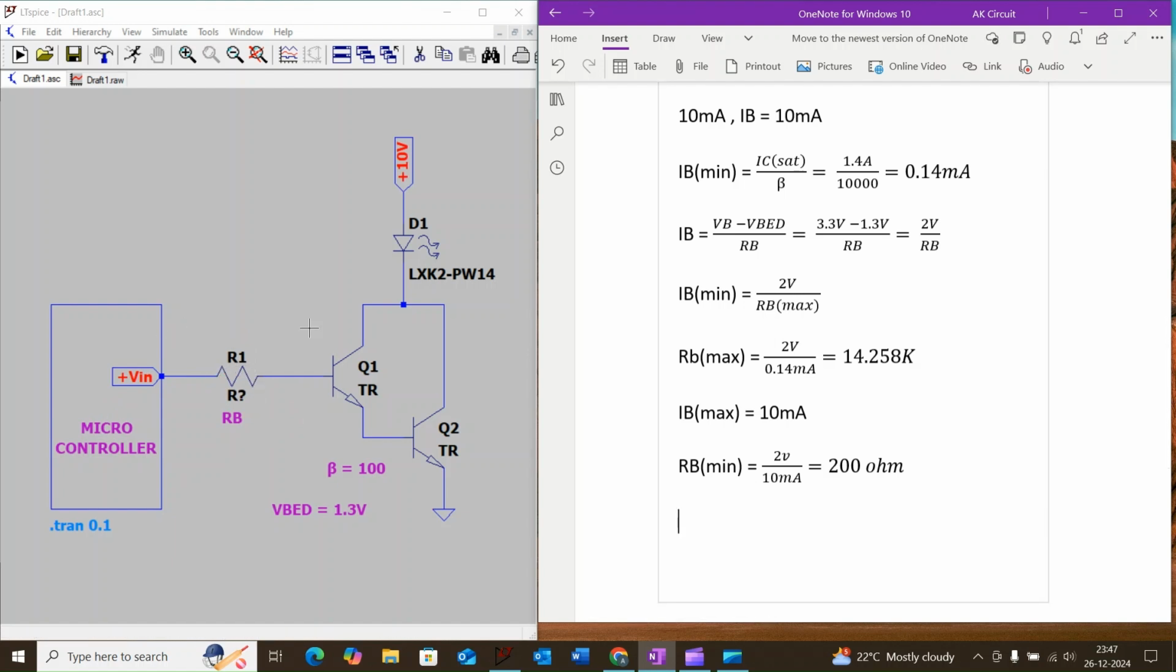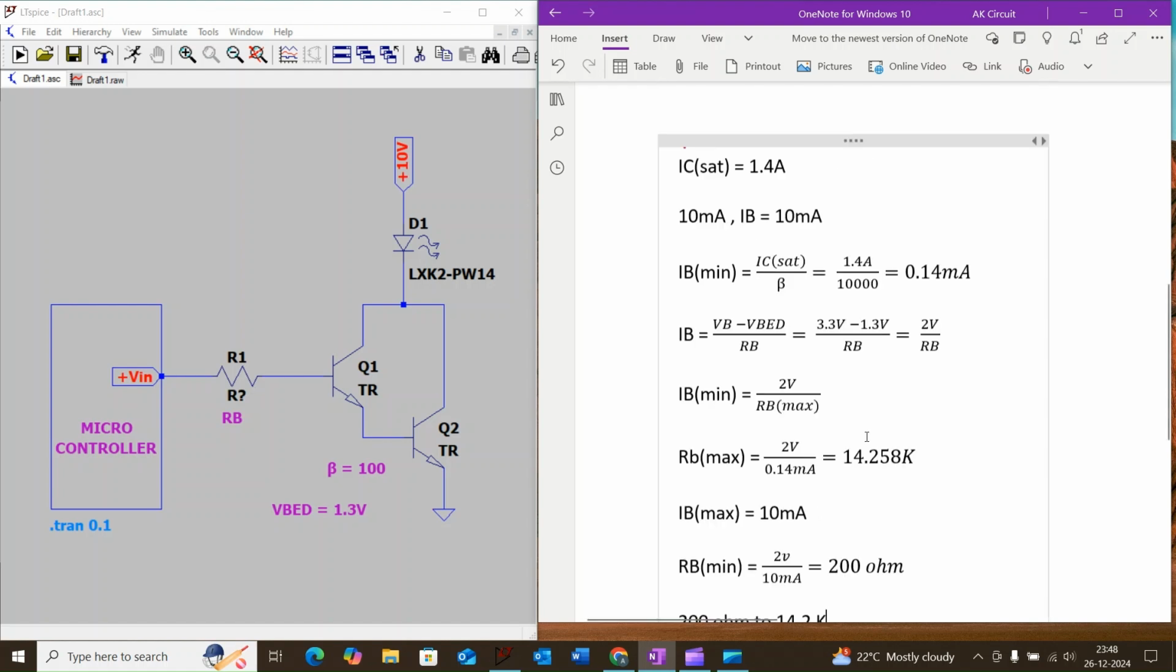So if we want to control this LED, we have to consider the value of the base resistance between 200 ohm and 14.2 kilo ohm. Hope you are able to understand the purpose of the Darlington pair circuit, where we have to apply this Darlington pair circuit, and how to calculate the base resistance to control a high current application.